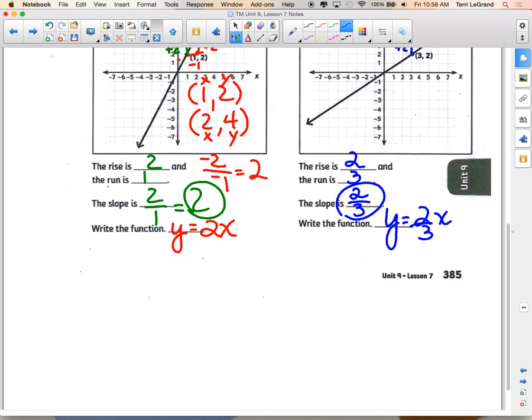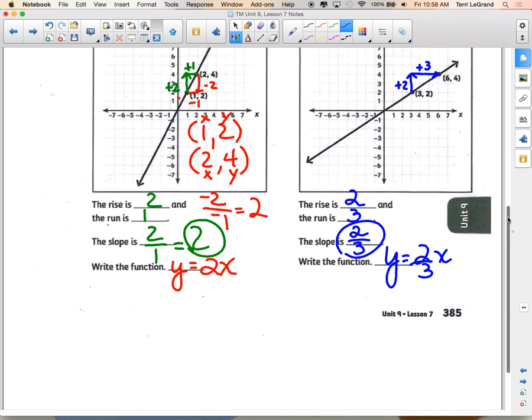Okay, so what is this really telling us to do here? You can get the y by doing what? Multiplying the x by 2/3. This was not a trick question. Okay.